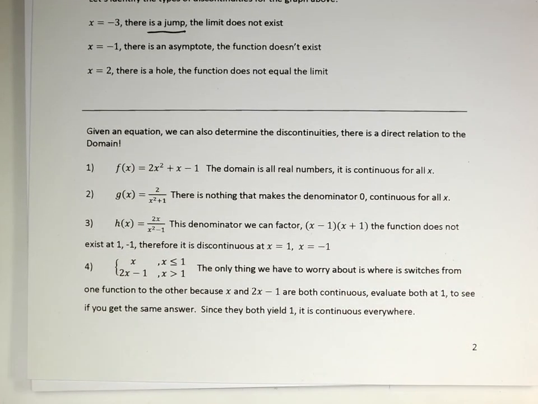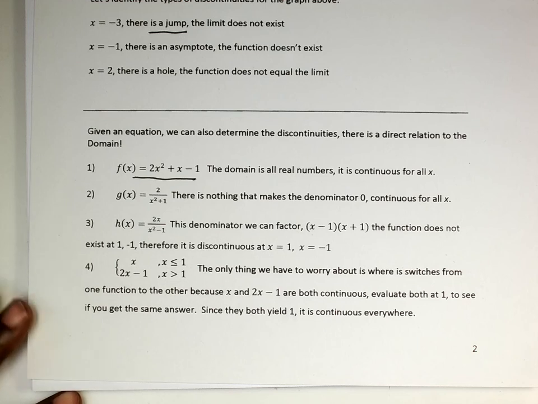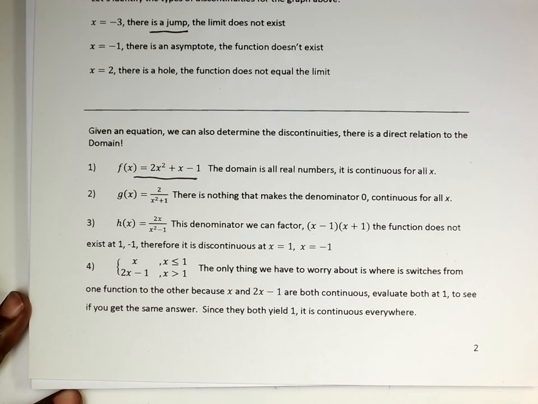Alright, so we're going to look at equations and determine whether there are discontinuities. And really this is completely related to the domain. If there's something that's not in the domain, then it can't be continuous at that point. So for our first example, we just have a nice polynomial. I can evaluate a polynomial for anything I want, so therefore I don't have any problem spots. And remember, we had to worry about division by 0, and we had to worry about imaginary numbers. Well, there's no square root and there's no rational expression, so therefore it's continuous everywhere.